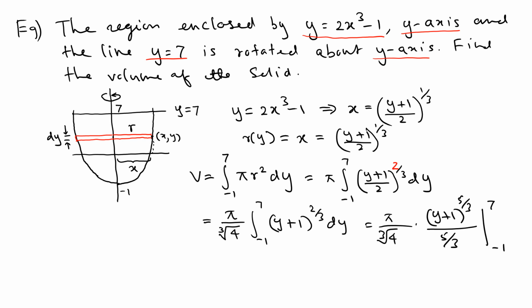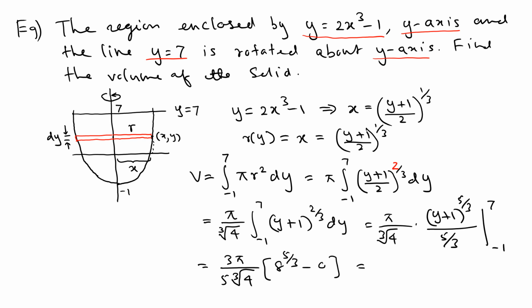Okay, now what we're going to do is plug in the values here. You can do some simplification. You can write this as 3/5. So it is 3π over 5 times the cube root of 4. And then when you plug in 7, this becomes 8, so 8 to the 5/3. This we can simplify. Minus, what happens when you plug in -1? This becomes 0. So it's 0.